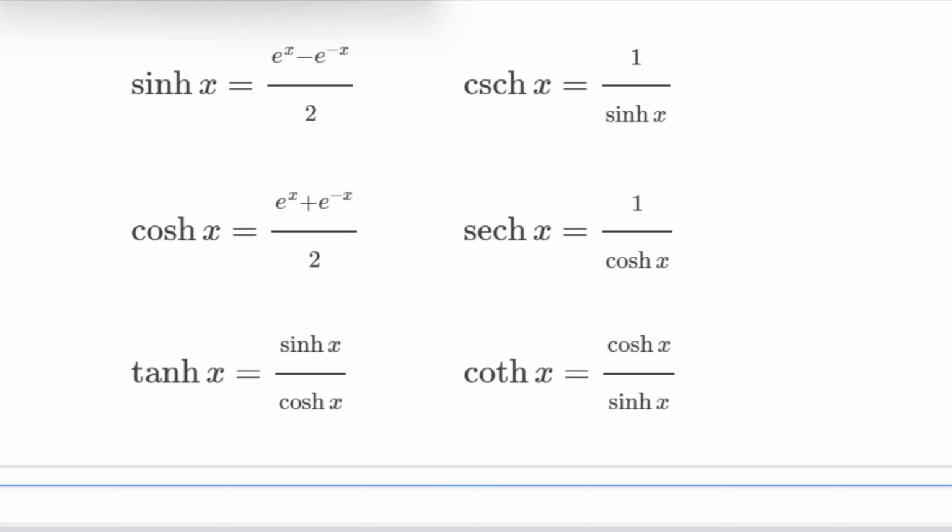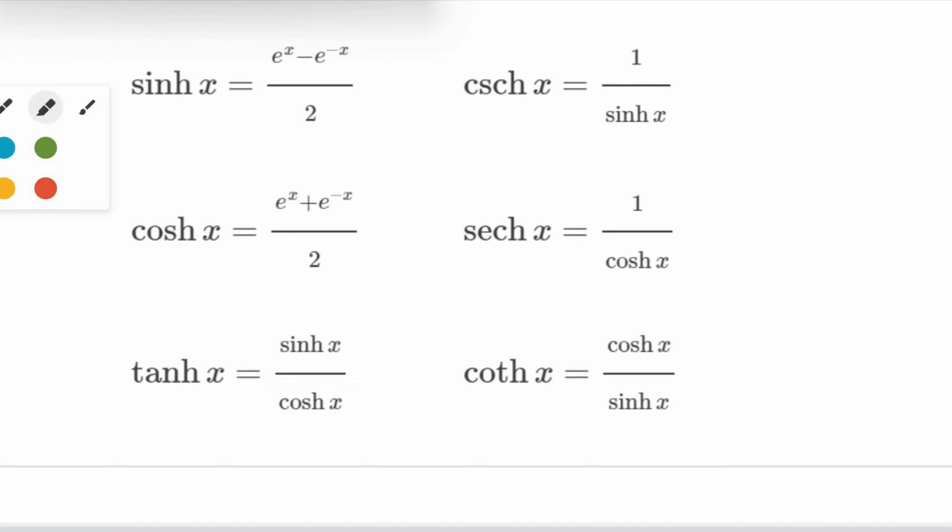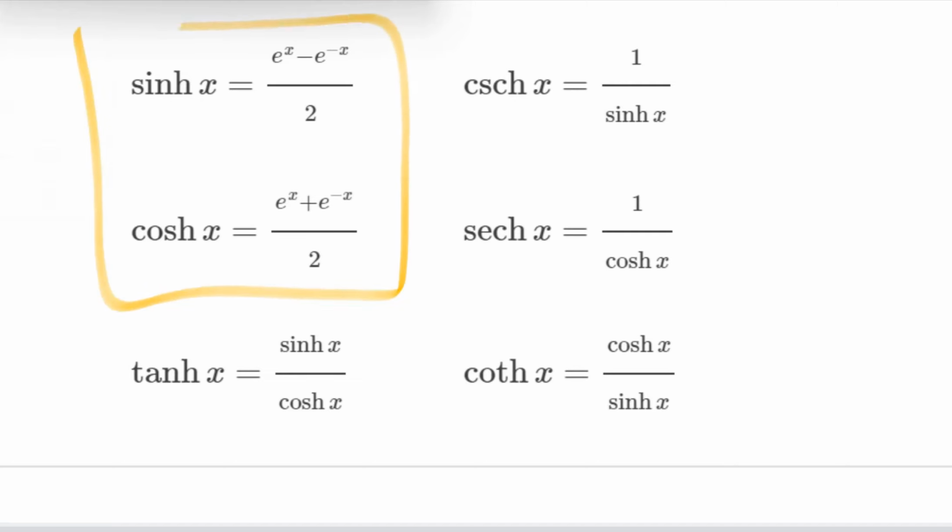So I would only really, if you want to save space and write things down, you really only need those two, because the trig rules work on the rest of them. All right.